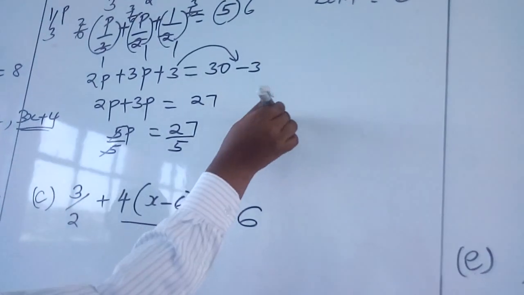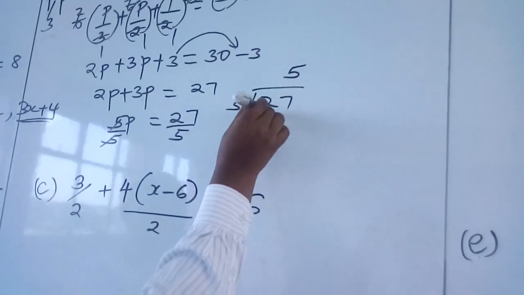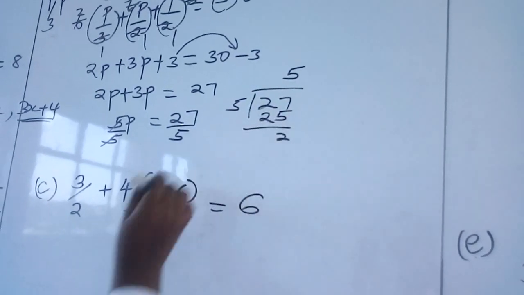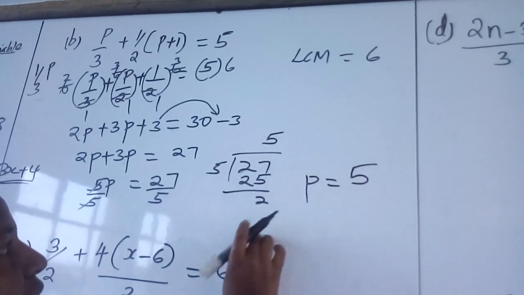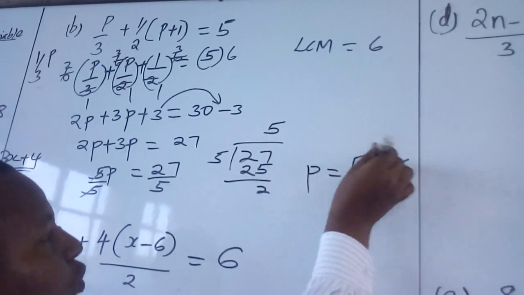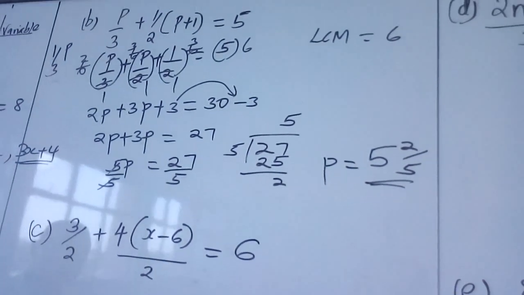So this is 27 divided by 5. You get that to be 5 because of 25 remainder 2. So what is the value of p? It is 5 remainder 2 over the same denominator. So it is as simple as that.